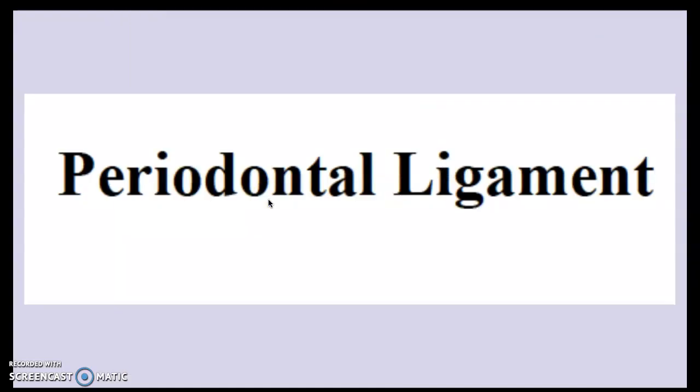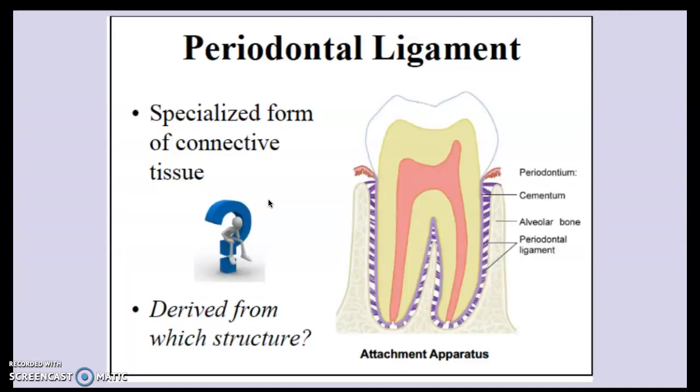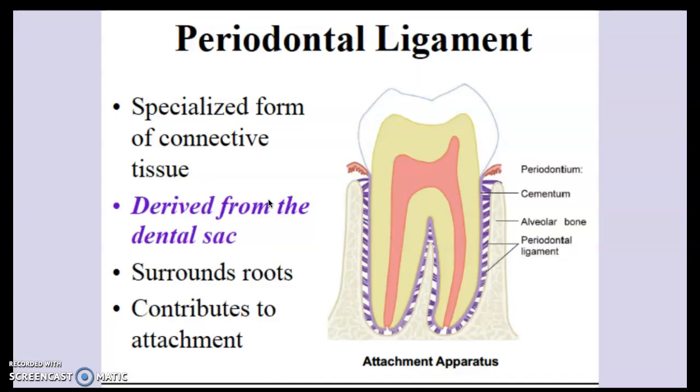So first we're going to go over the PDL, or periodontal ligament. This is a specialized form of connective tissue. Do you guys remember where it's derived from? Which structure? It's derived from the dental sac. So this surrounds the roots and it contributes to the attachment. See, here's the PDL, how it surrounds the root.